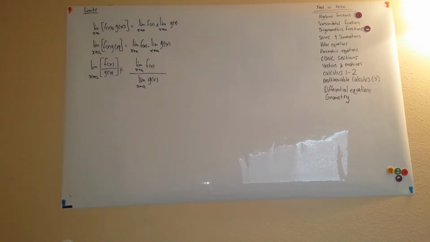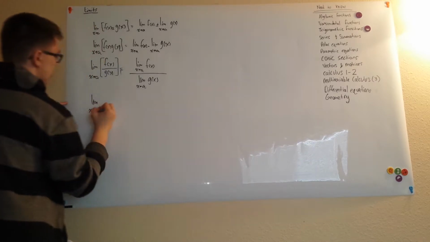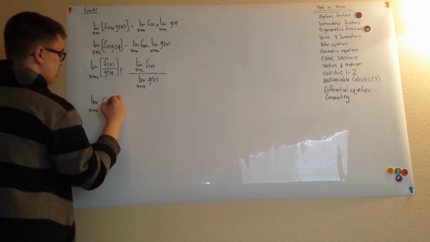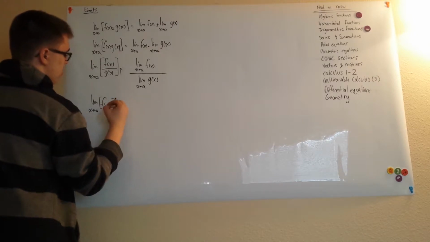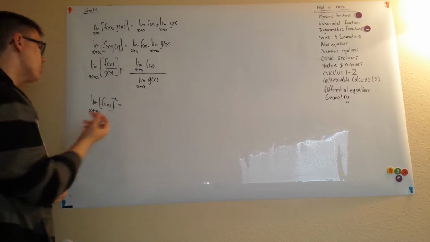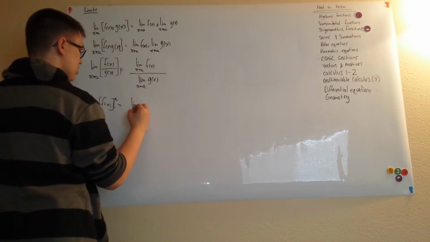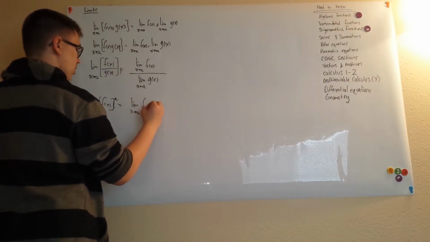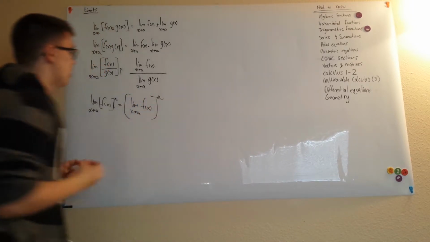The last one is pretty cool. It's saying if you have a limit as x approaches a of a function raised to some power, what you can do is you can take the limit as x approaches a of that function and then raise it to that power.